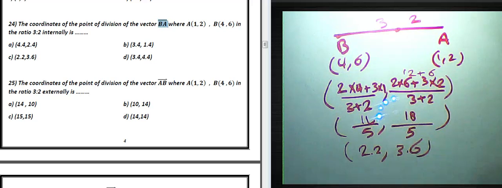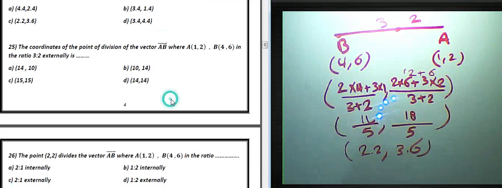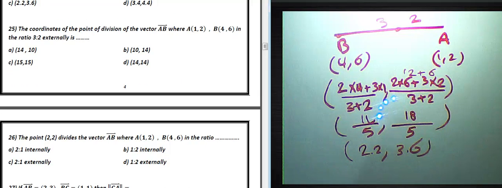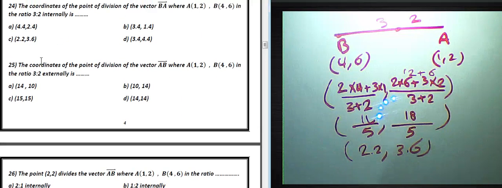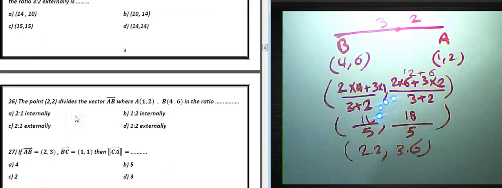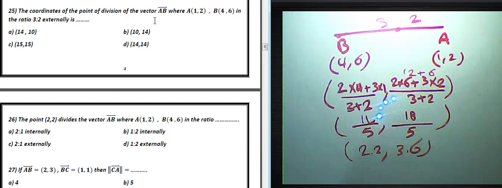Because he tells us in the example the division internally, but if he gives us externally, we must write the negative between them. I will solve question 25 with you here. So question 24, the result is 2.2 and 3.6, letter C. Question 25. The coordinates of the point dividing vector AB, where A is (1, 2) and B is (4, 6), in the ratio 3 and 2 externally.